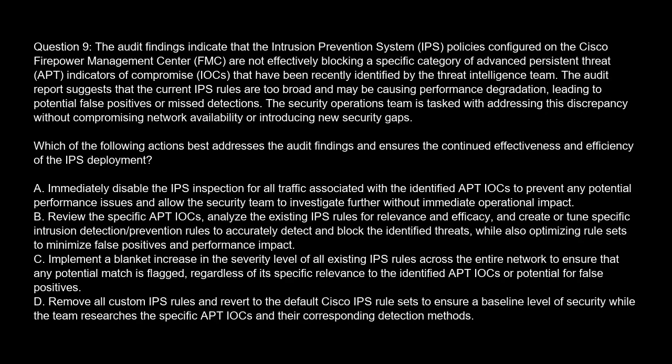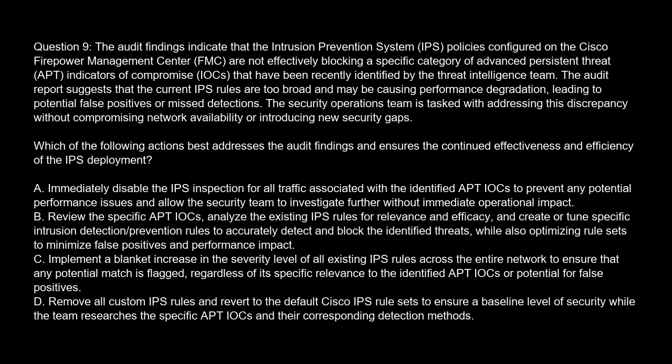Question 9. The audit findings indicate that the intrusion prevention system, IPS, policies configured on the Cisco Firepower Management Center, FMC, are not effectively blocking a specific category of Advanced Persistent Threat (APT) indicators of compromise (IOC) that have been recently identified by the Threat Intelligence Team. The audit report suggests that the current IPS rules are too broad and may be causing performance degradation, leading to potential false positives or missed detections. The Security Operations Team is tasked with addressing this discrepancy without compromising network availability or introducing new security gaps.